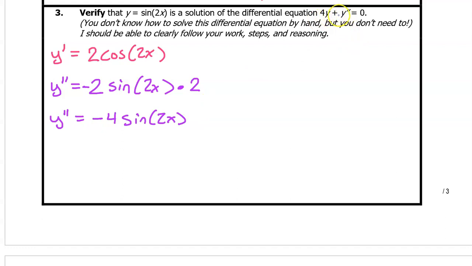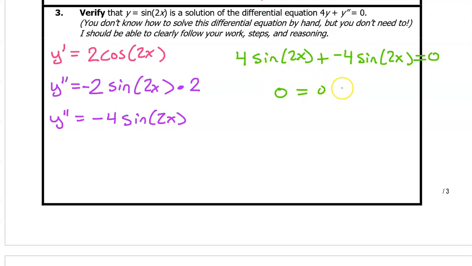So let's plug it into the original equation and see if we get 0. We're checking to see if 4 times y, and remember y is sine 2x, so I have 4 sine 2x, plus y double prime, so that's negative 4 sine 2x, and does that equal 0? Yeah. They cancel each other out, so it checks out.